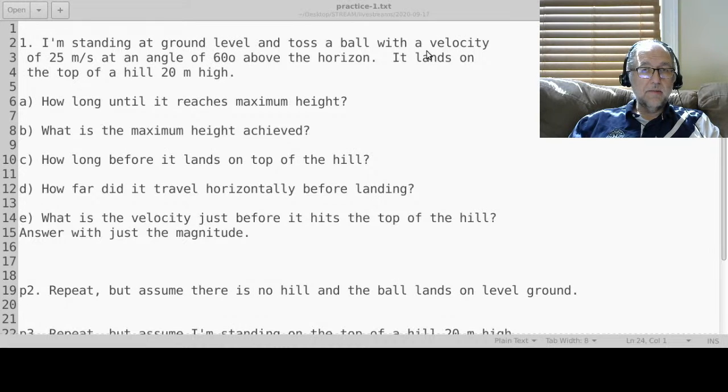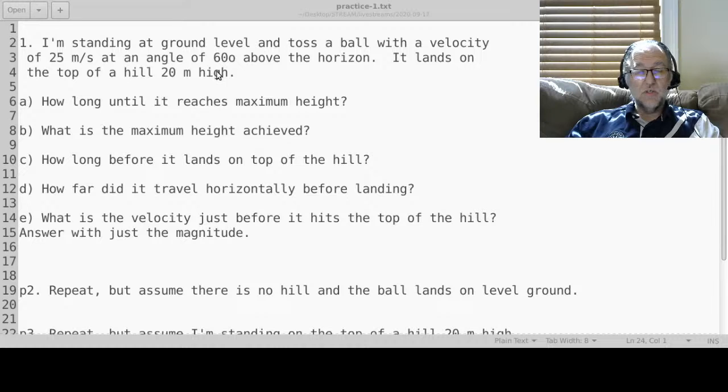I toss a ball with a velocity of 25 meters per second, which isn't that fast, easy to do, at an angle of 60 degrees above the horizon. I'll describe what that language, 60 degrees above the horizon, means. And it lands at the top of a hill, which is 20 meters high. So the first part of this is the situation, and we'll sketch that in just a second.